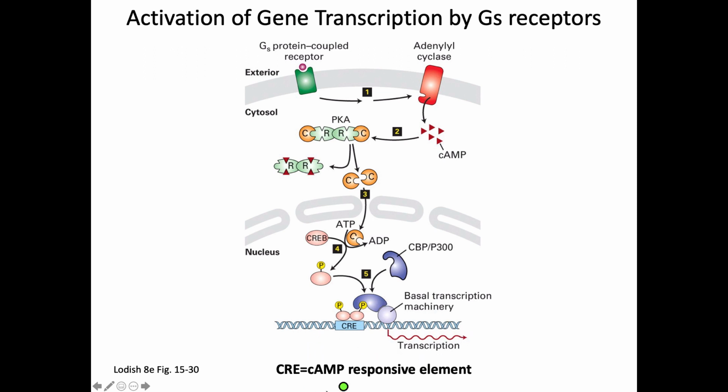So again, remember the cAMP response element, and right here is the CRE binding protein that recruits CBP, which is again the CREB binding protein, and P300 to enhance the transcription.